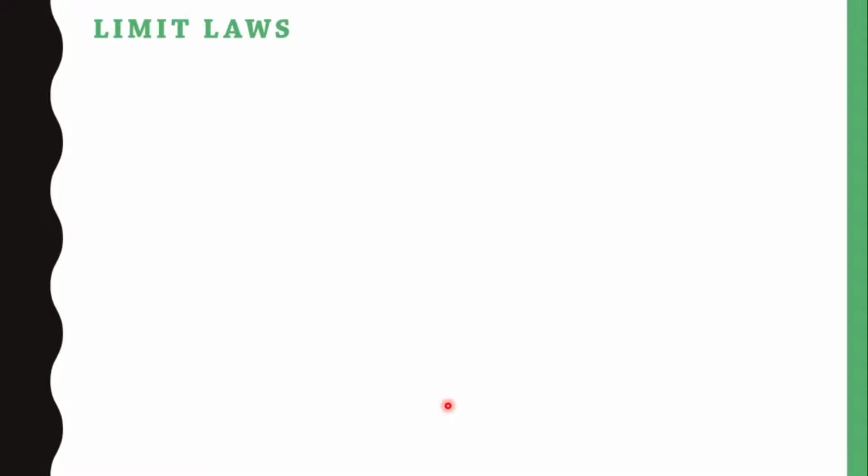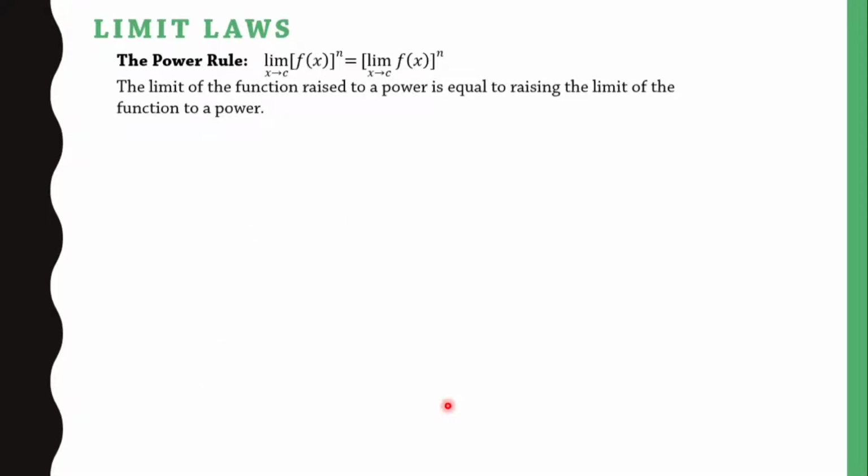Next, the third one, we have the power rule. According to the power rule, the limit of f of x raised to n as x approaches c is equal to the limit of f of x as x approaches c, raised to n. Or, in other words, this means that the limit of any function raised to a power n, or an exponent n, is equal to raising the limit of the function to a power. So, some examples, we have the limit of x squared as x approaches -1.